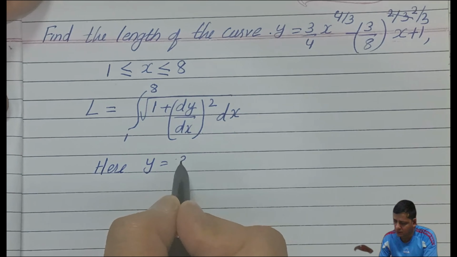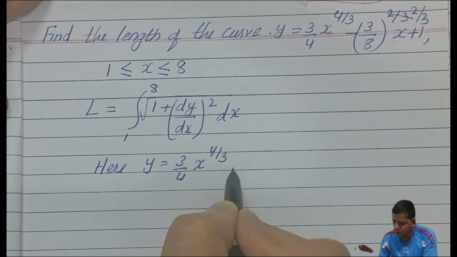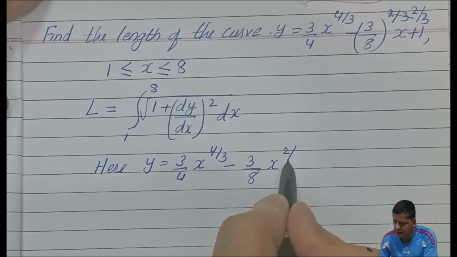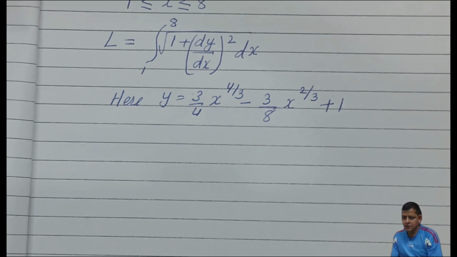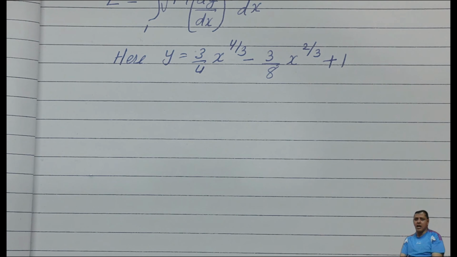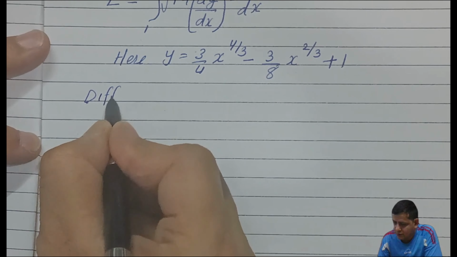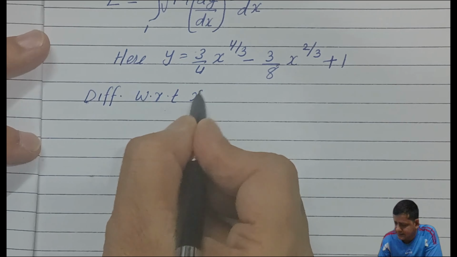Here we have y equal to 3 by 4 x to the power of 4 by 3 minus 3 by 8 x to the power of 2 by 3 plus 1. That's what the question says. So now what we have to do is differentiate the whole thing once and then square it so that we get the value.